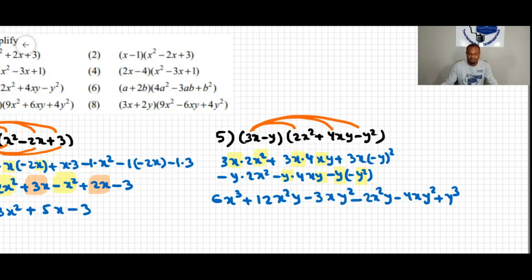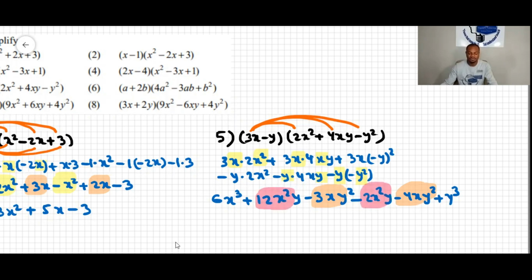Let's see, do we have in this line? I'm going to check. Let's see, xy squared is there. And then let's see if we have more. 12x squared y, negative 2x squared y. Yes, they are like terms.